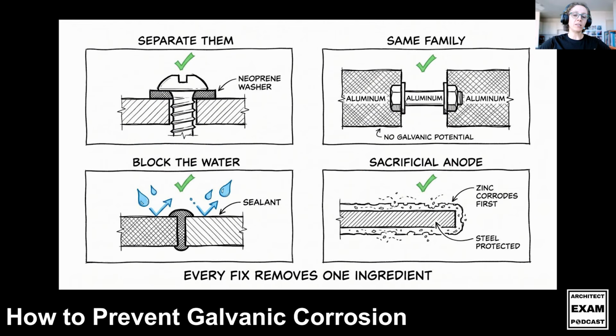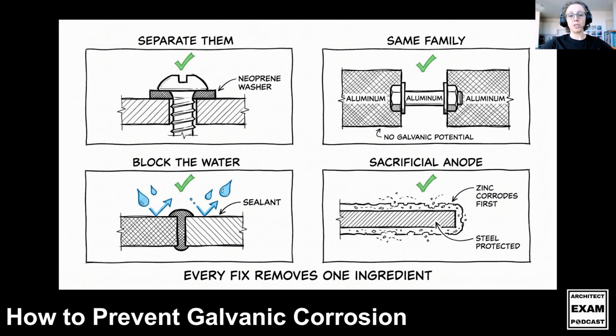So now you know what causes galvanic corrosion and which metals are the worst offenders. Let's talk about how to stop it. And here's the beautiful thing. Remember those 3 ingredients? Every single prevention strategy works by removing one of them. That's it. That's the playbook.